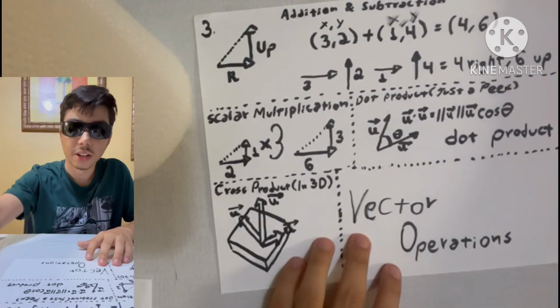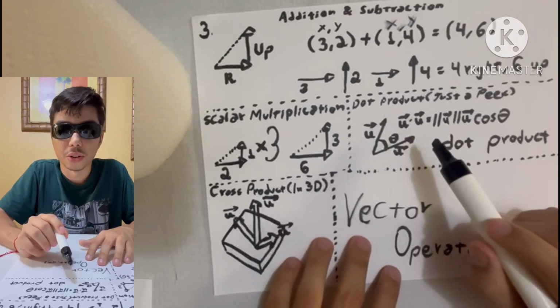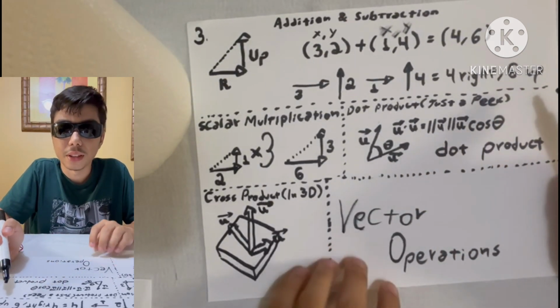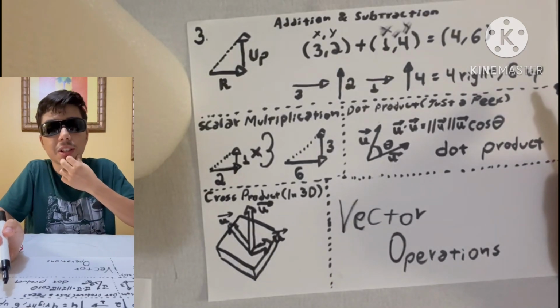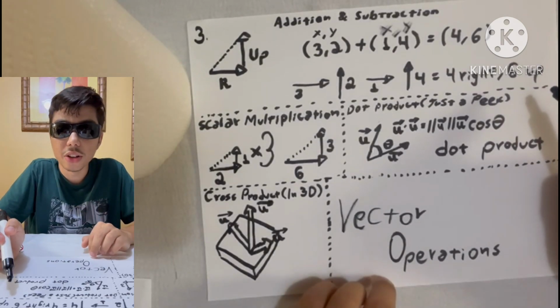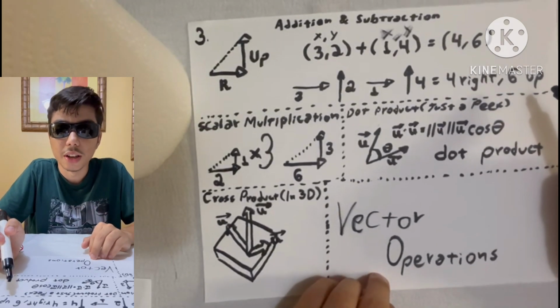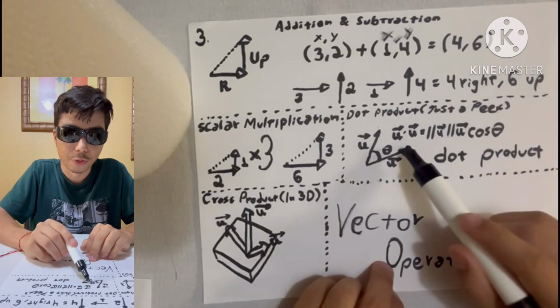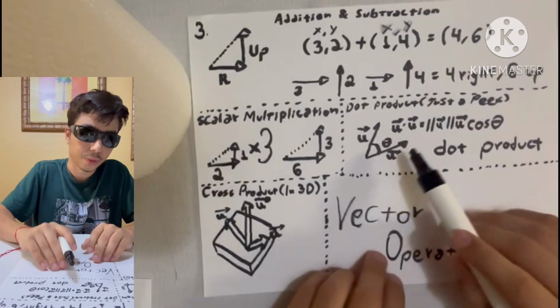Then there's also the dot product, a way to combine two vectors and get a single number. It tells you how much they point in the same direction. If the dot product is 0, they are perpendicular. That's the formula.